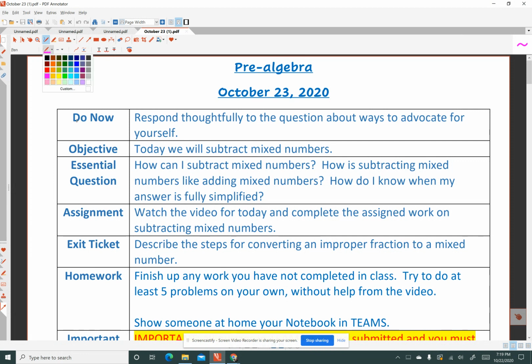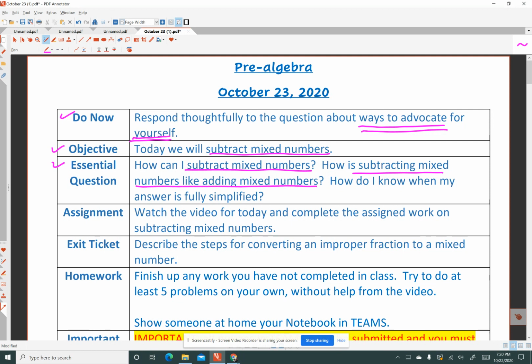So for our do now, we will respond thoughtfully to the prompt about ways to advocate for yourself. So today's topic is advocating for yourself. Our objective today is to subtract mixed numbers. Our essential question will ask, how can I subtract mixed numbers? And how is subtracting mixed numbers like adding mixed numbers? And then we'll also ask, how do I know when my answer is fully simplified?